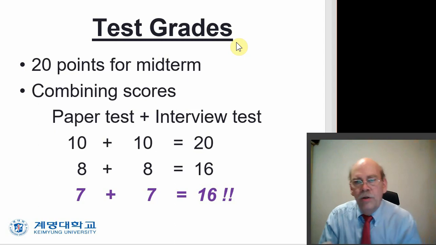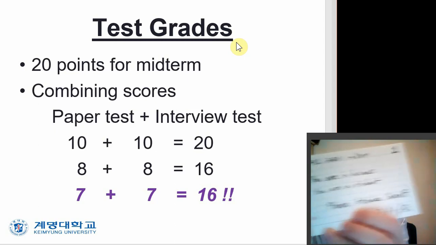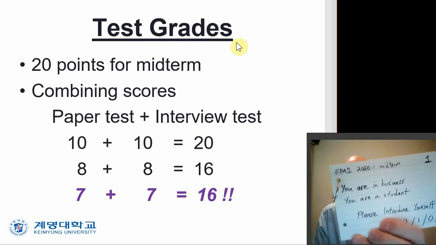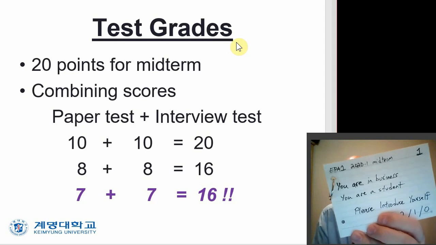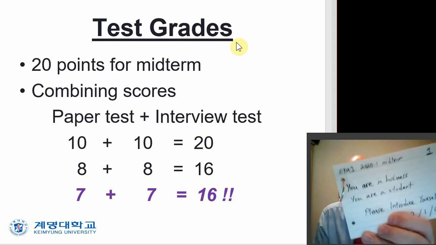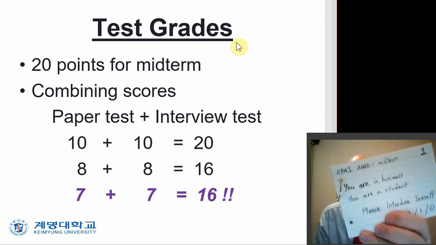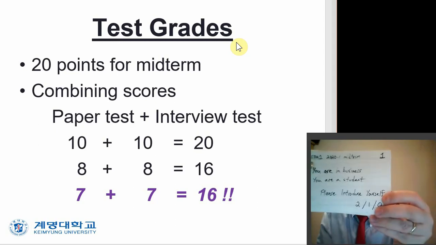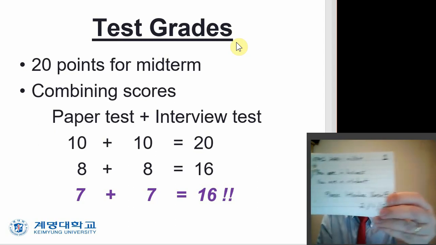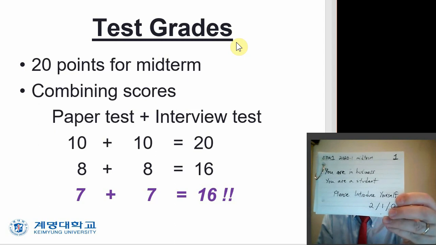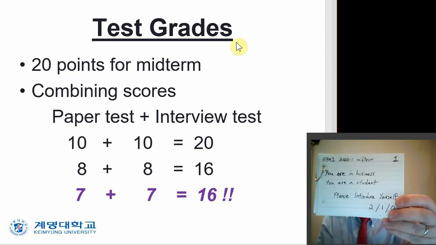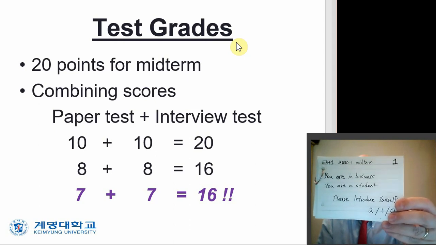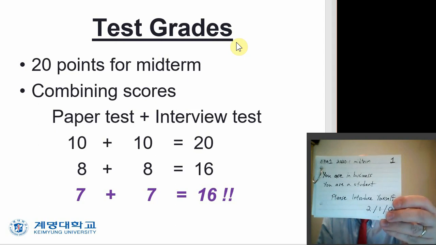On one card, there could be more than one question, like this one. Question number one: you are in business or you are a student. Please introduce yourself. And you can see my scoring notes. Possible 2 points for a good job, 1 point for a so-so job, 0 points means you failed the question. You didn't answer, or your answer was absolutely not okay.